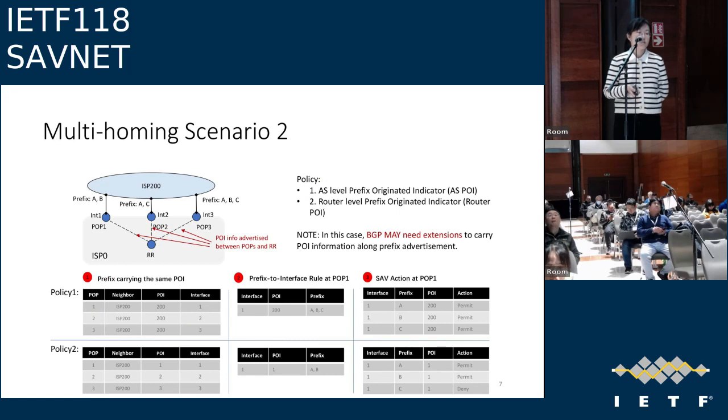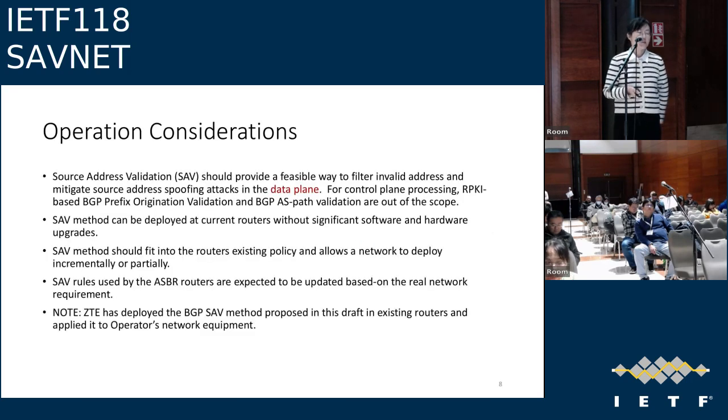And this is the second example. In this scenario, we can use two policies. One is at AS level, and the second is router-level POI. When we use router POI, POP1, POP2, and POP3 nodes, through the reflector router, can generate the same BGP table. For POP1, when it receives packets of prefix C, they will also be denied. Okay, it's different for the operation consideration.